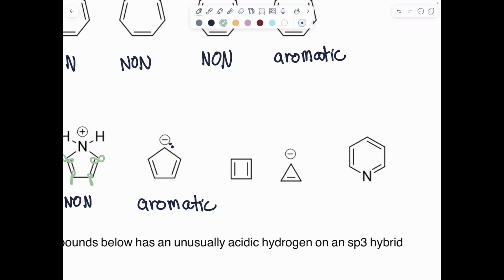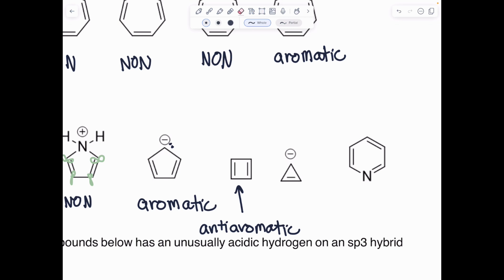The next example is cyclobutadiene, so we have a fully conjugated pi system, and there's no way for those double bonds to avoid anti-aromaticity. So we have 4 pi electrons, so this is anti-aromatic. There's no way around it. There is a possibility that the molecule can slightly pucker to alleviate some of that high energy strain, but this is going to be anti-aromatic.